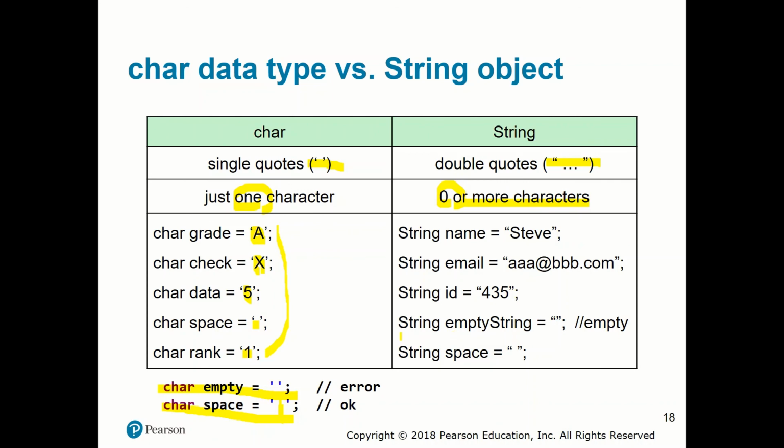String can be empty, then length is 0. And string can have one character. There is one character, a space, and a string can have any number of characters inside double quotes.